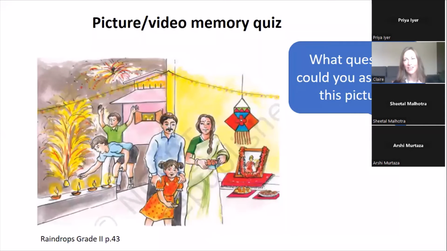So again, we're using what you're already using in class. We're using the textbook. You can use your image. And again, maybe this is the beginning of the unit. Maybe it's before a reading or a listening. And it's a way to engage children, get them speaking and get them listening to each other as well.